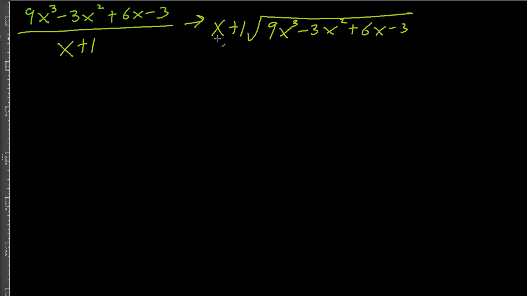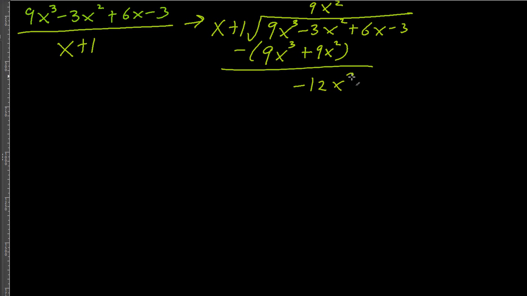So what would I need to multiply x by to get 9x cubed? I would multiply it by 9x squared, right? So that'd be 9x cubed, and then plus 9x squared. Now, I'm going to subtract here. When I subtract, I get 0. Then I have negative 3x squared minus 9x squared, and that's going to be minus 12x squared. Okay. Now I bring down the 6x.